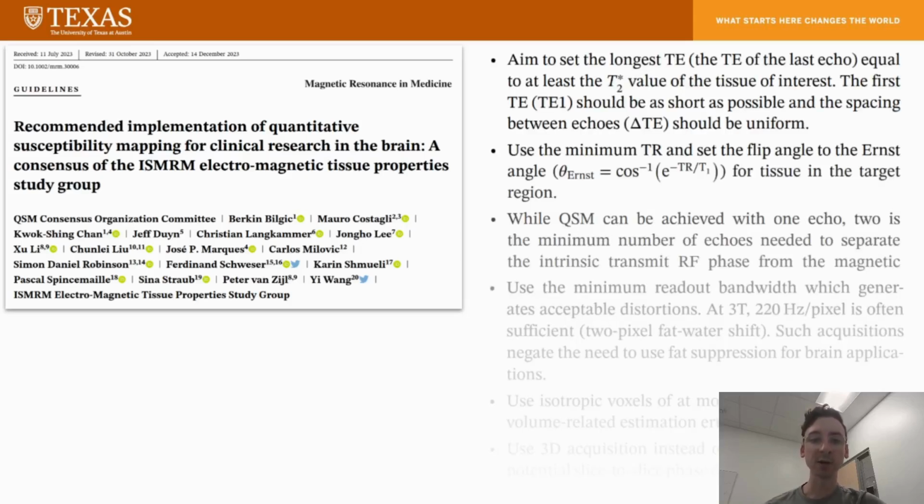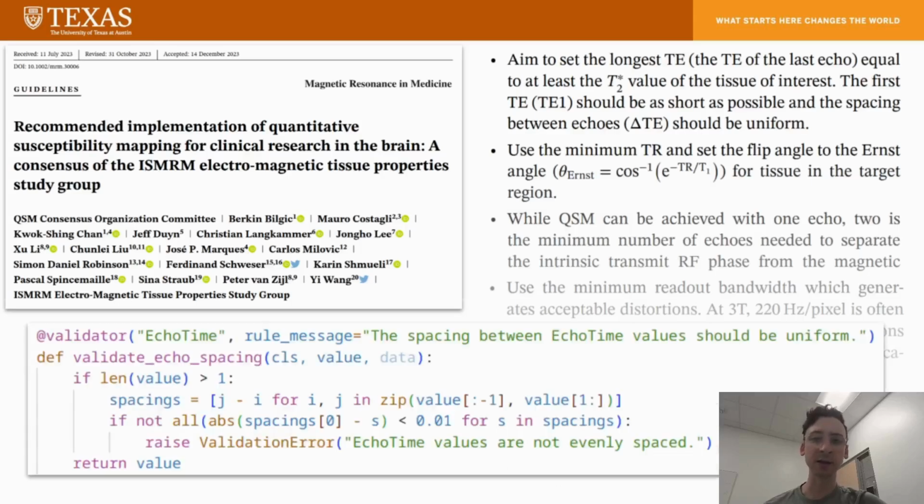EasyVal can read Python files that contain these simple validator functions that describe these kinds of rules. So for example, this rule requires that the spacing between echo time values be uniform, and I've encoded this rule verbatim as a validation function, and we can see exactly how it's determining whether that rule was followed.